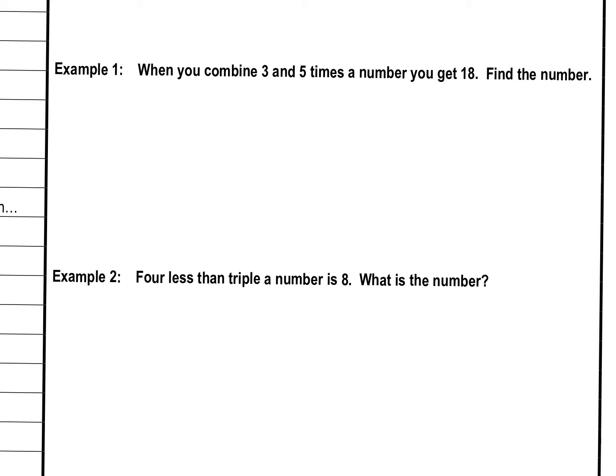Find the number. So always start with CUBES. Circle the numbers. I see 3, 5, 18. Underline the question. It's telling me to find the number. And then box the important words. The word combine, I know means to add. Times is to multiply. And you get tells me it's going to equal.